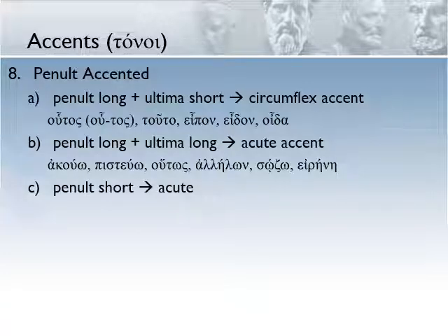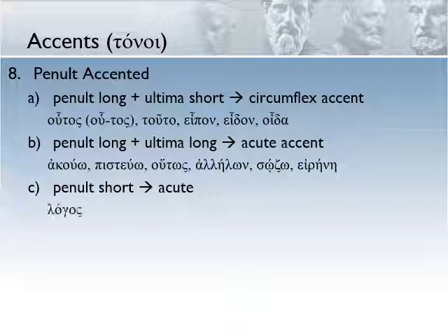Now, what if the penult itself is short? If the penult is short, it will not want to take a circumflex accent. Circumflexes stand only over long vowels. So if an accented penult is short, it will always take an acute accent.